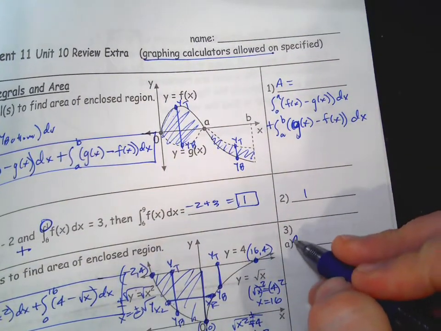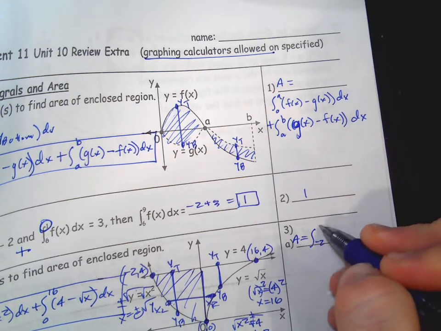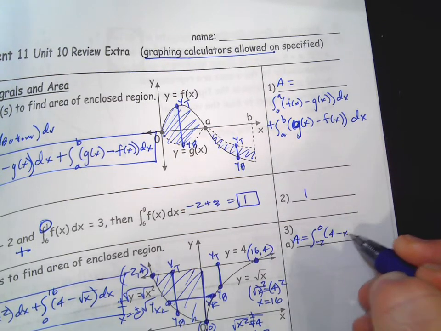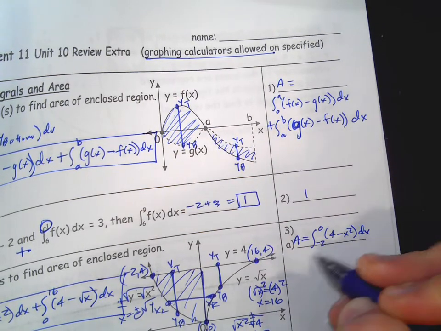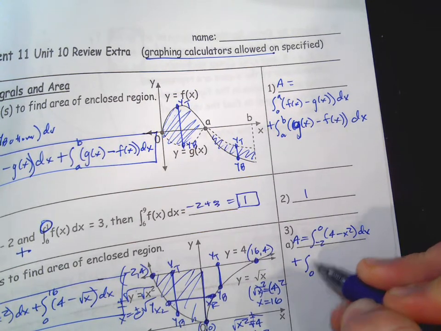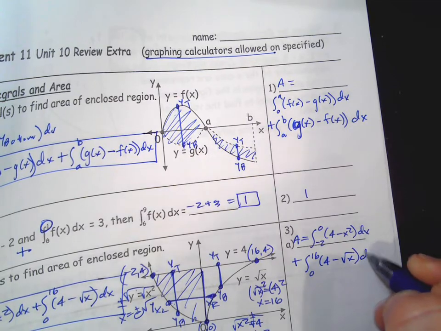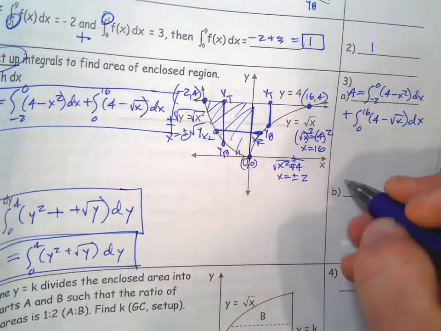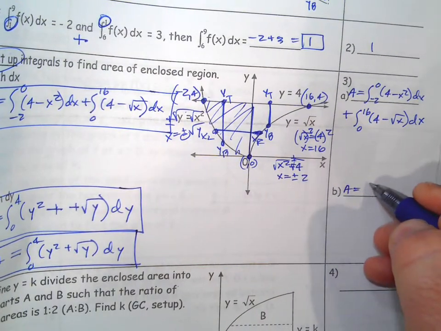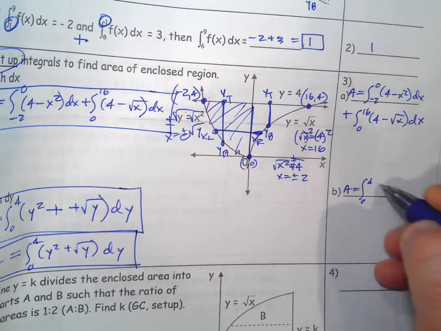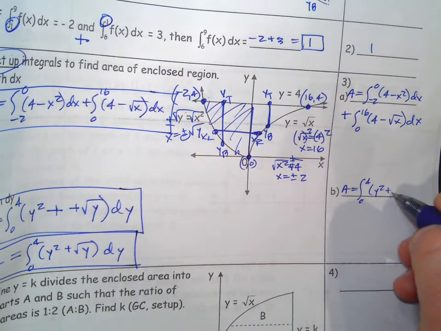So you would just put these over here in your answer column. 2 to 0, 4 minus x squared. You need the parentheses, need the dx. I will take off points for little stuff like that. Not a lot, but if you keep doing it, it's going to add up, right? And this one is going to be 0 to 4 of y squared plus square root of y dy.